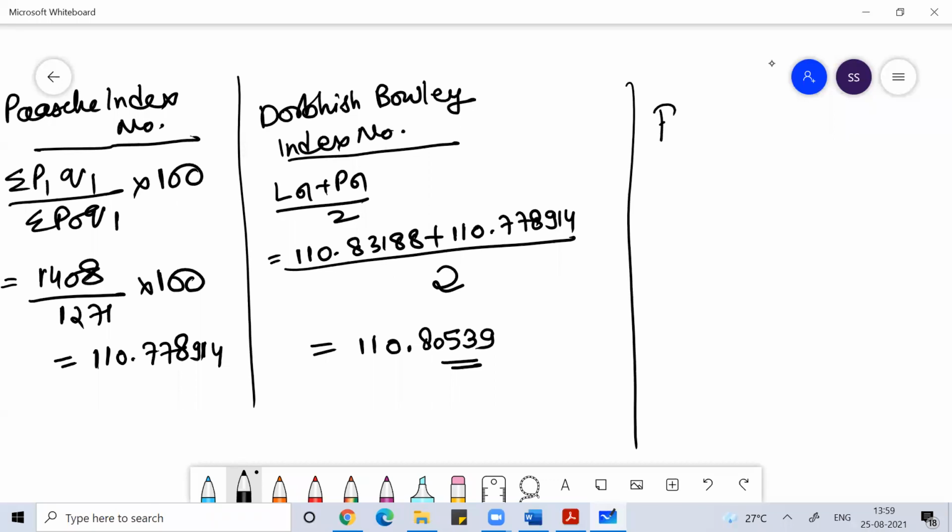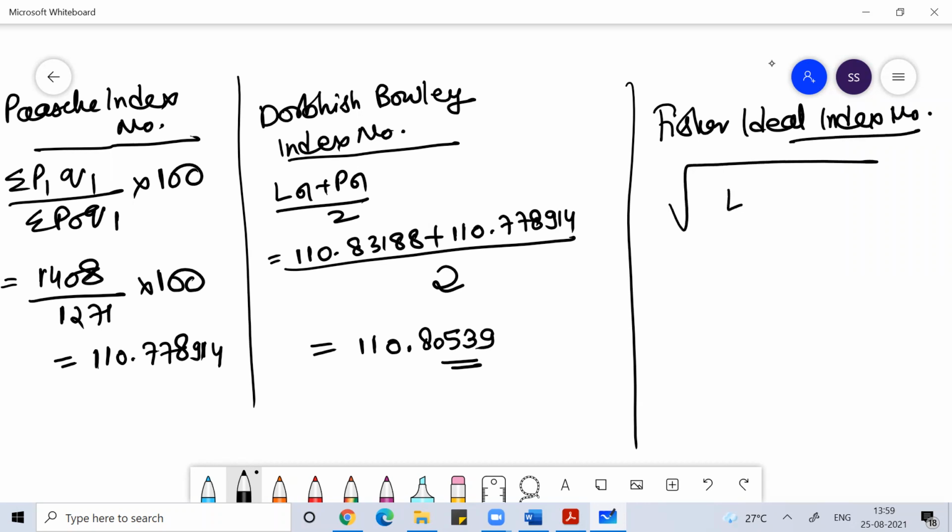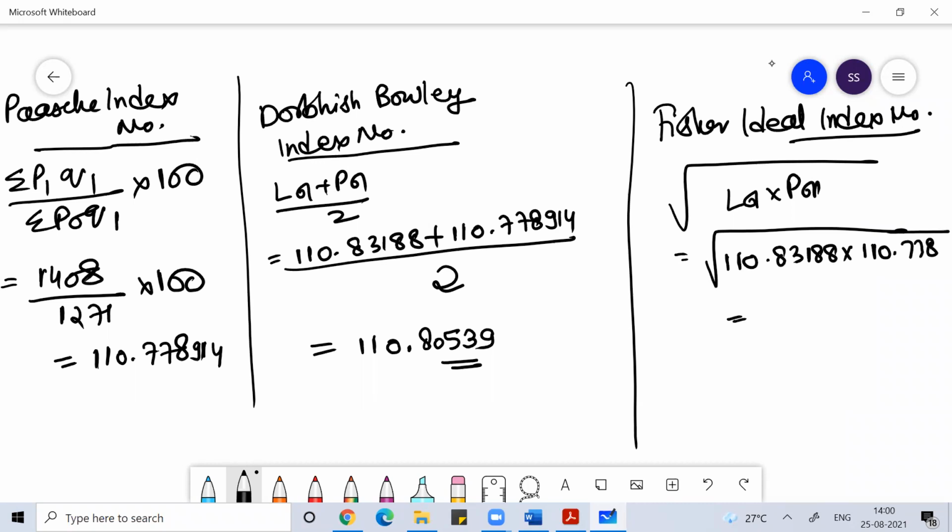Now I can find the Fisher ideal index number. That is nothing but the geometric mean of Laspeyres and Paasche. The geometric mean of 110.83188 into 110.778. Find the geometric mean of that, and you will get the Fisher ideal index number.